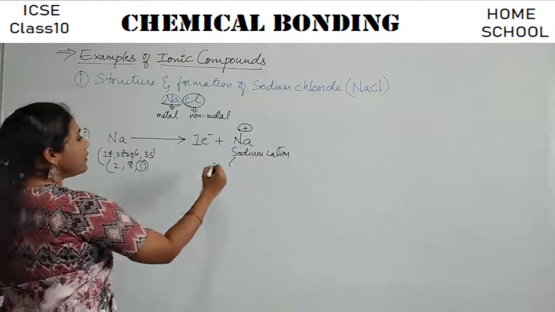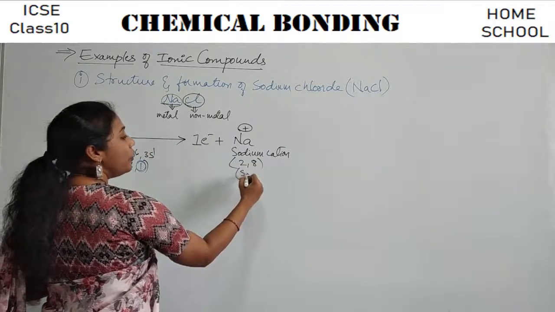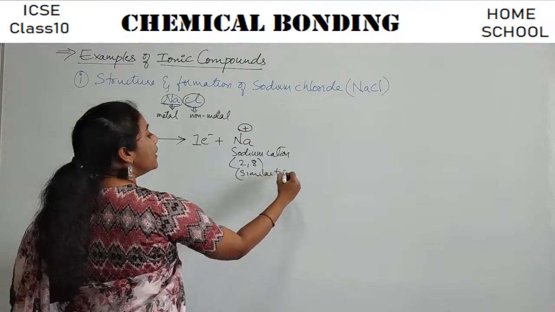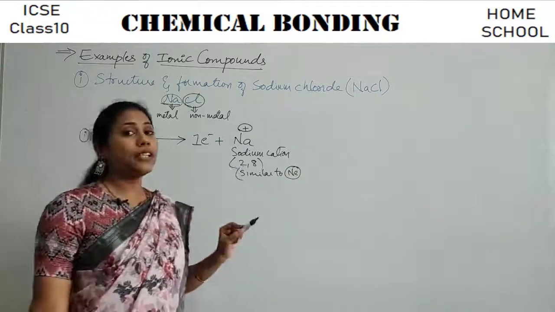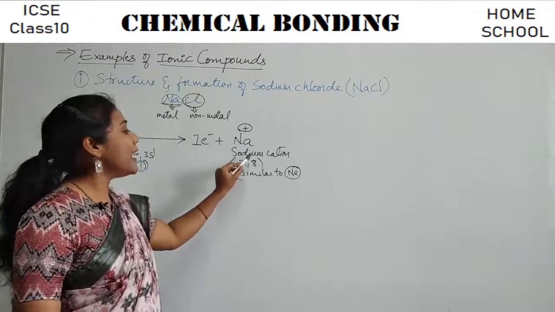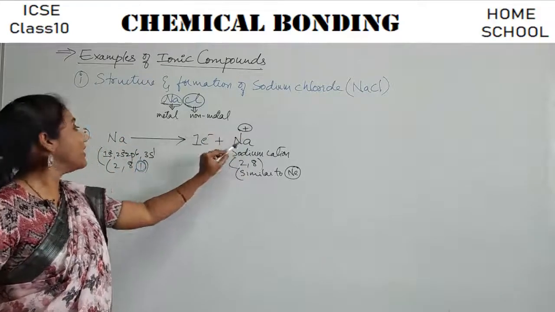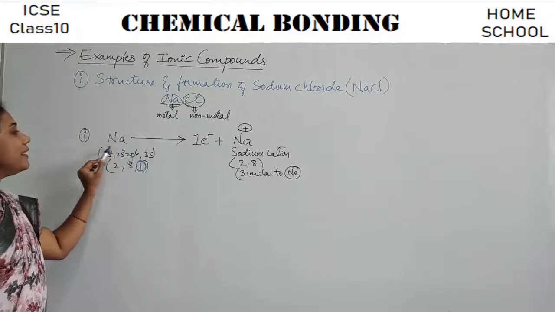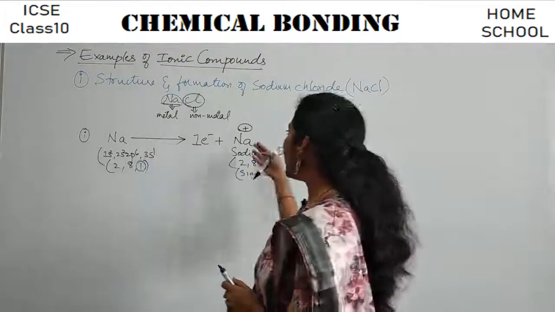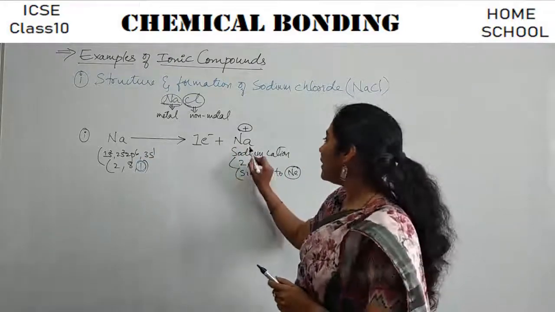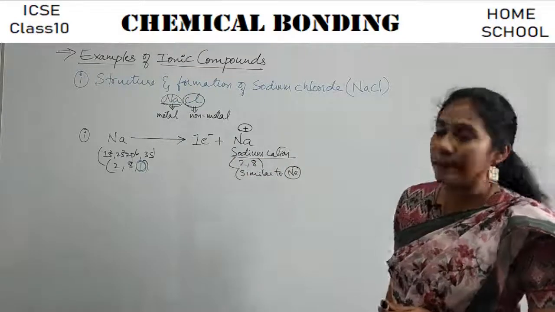And what is its electronic configuration? 2, 8, which is similar to neon. Yes or no? Neon's electronic configuration is 2, 8 only. So it is attaining a noble gas electronic configuration. So Na plus is the most stable one compared to single, neutral Na. Clear, everybody? So this is how sodium loses one electron and becomes the sodium cation.